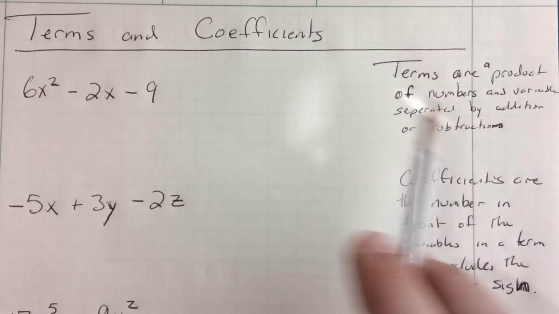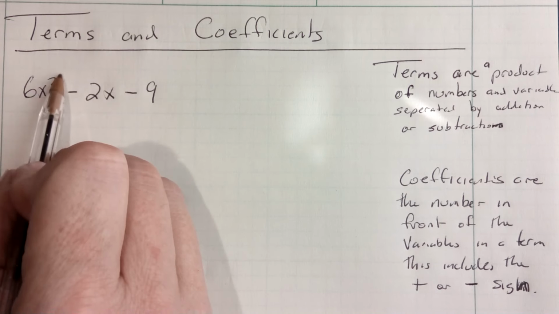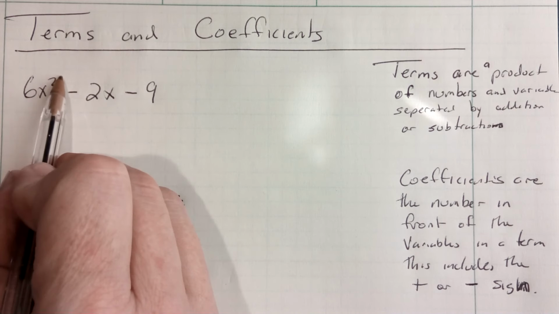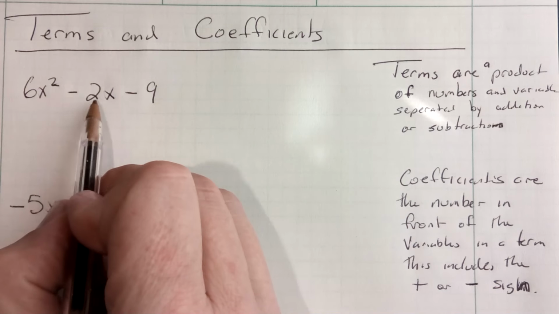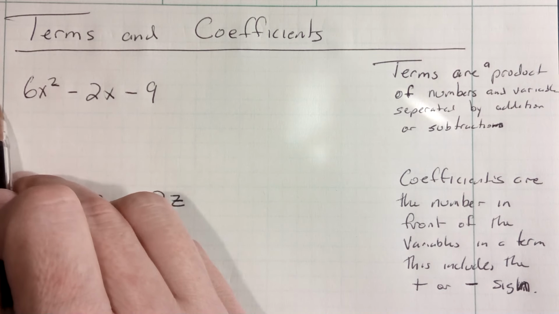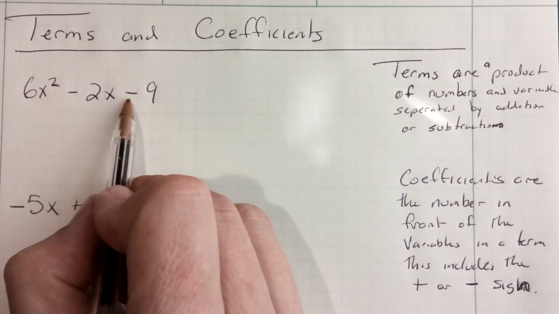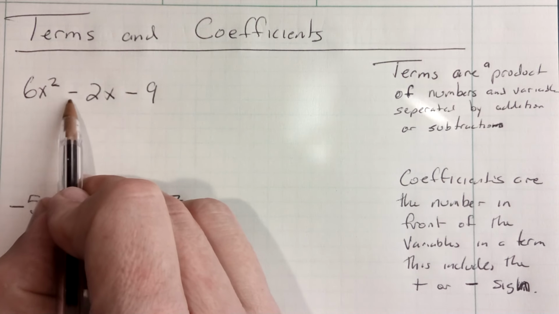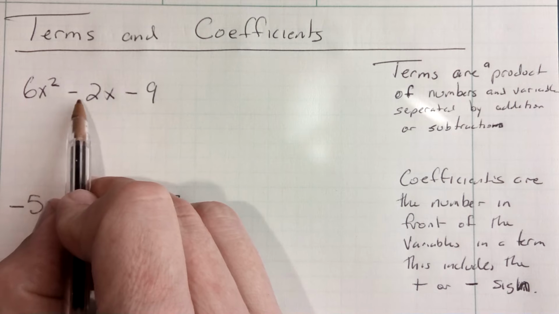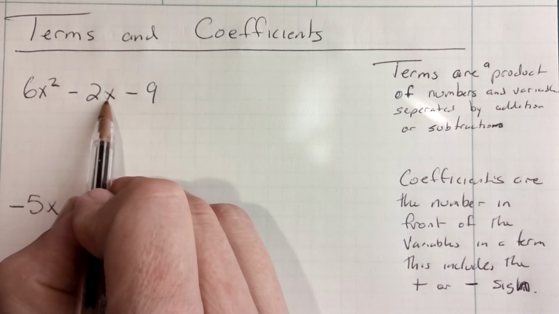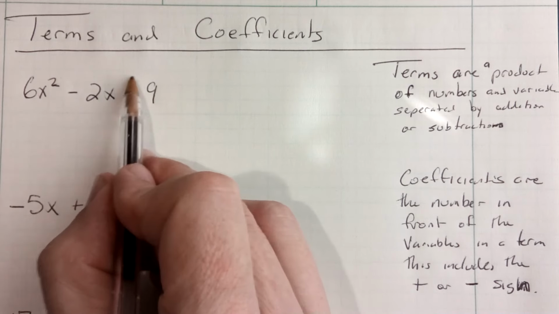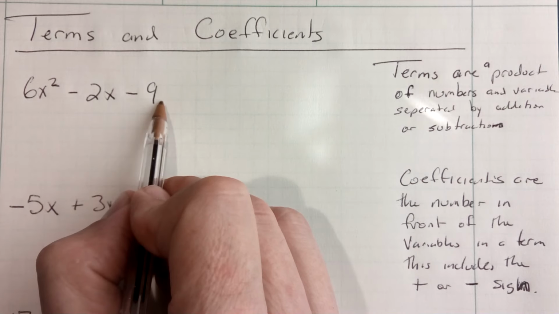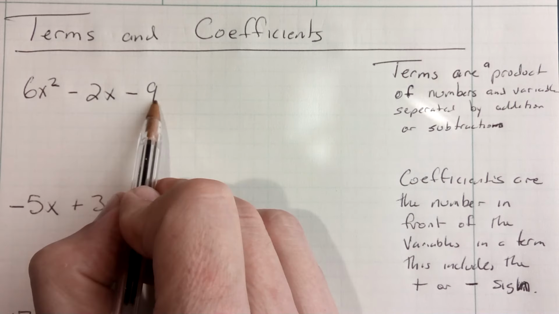So again, a term would be this product of 6x squared. That's the first term because it's the first one going from left to right. The second term would be this negative 2x, and we include the sign of the negative in it. So the term is actually a negative 2x. The third term is just the negative 9. So there's three terms in this expression.